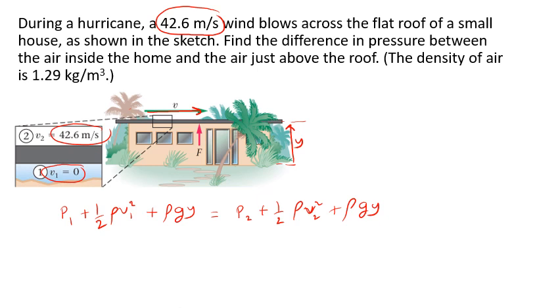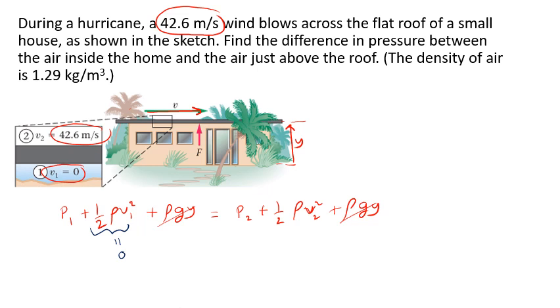Here rho is the density of the air, V1 is the speed at the bottom of the roof, and V2 is the speed at the top of the roof. If you look at this expression, the potential energy term is equal for the initial and final. Both potential energies are equal, so we can cancel out this term. And what is the V1 speed? V1 speed is 0, so since V1 is 0, this term will become 0.